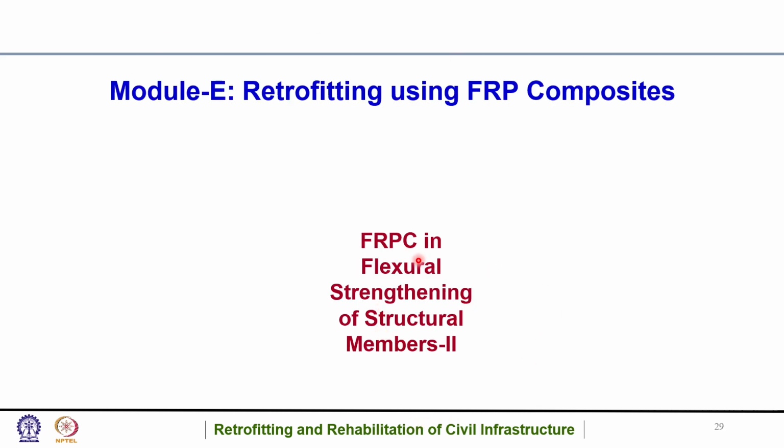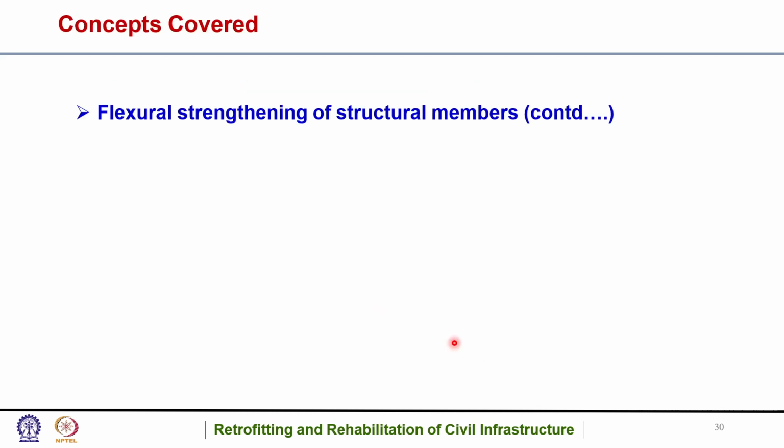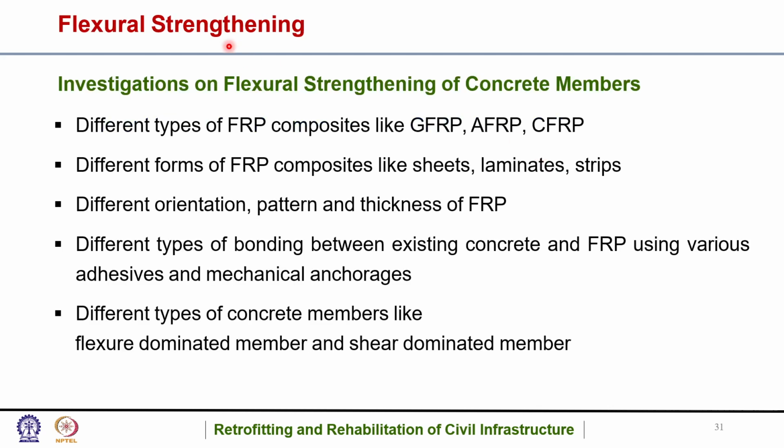The next lecture will be a continuation, that is FRPC of flexural strengthening in structural members, part B. Here we will continue the study of flexural strengthening of structural members. Again, as we studied, investigations on flexural strengthening can use different types of FRP composites, different forms of FRP composites, different orientation, pattern, thickness, different types of bonding, and different types of concrete members.